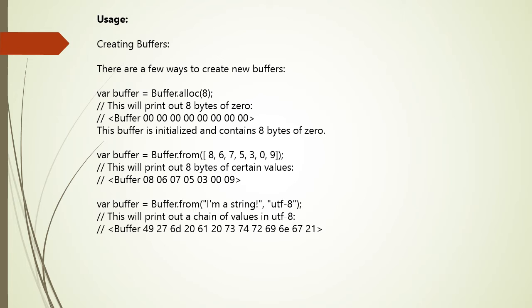Now, var buf = Buffer.from("I'm a string", "utf-8"). This will print out a chain of values in UTF-8. The output will look this way. This initializes the buffer to a binary encoding of the first string, as specified by the second argument, in this case UTF-8. UTF-8 is by far the most common encoding used with Node.js, but Buffer also supports others too.